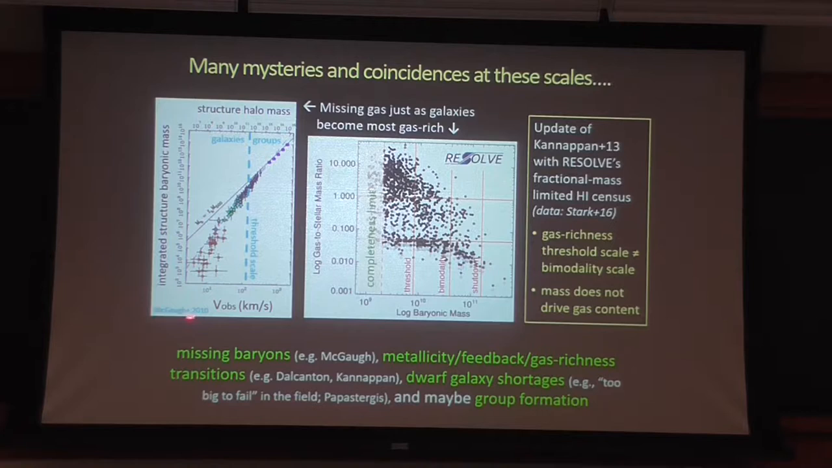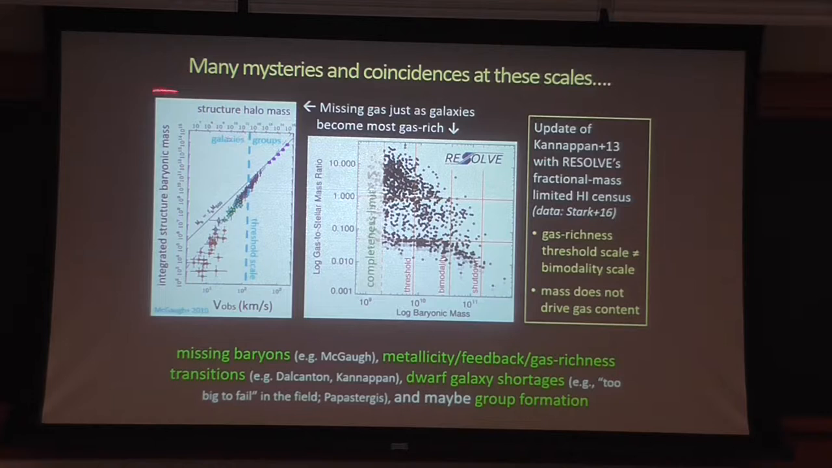As a function of the velocity of the structure or the structure halo mass, and this is the integrated structure baryonic mass, so again, just normal matter. And then this black line is what you would expect from cosmology for a cosmic baryon fraction. And what you see is that the observed integrated baryonic mass in a halo drops below the expectation roughly at the threshold scale. Interestingly enough, this is also roughly the division between galaxies as individuals and groups of galaxies, and I'll come back to that.